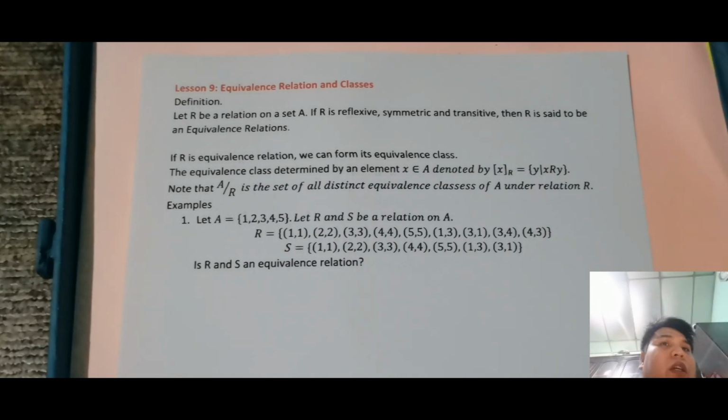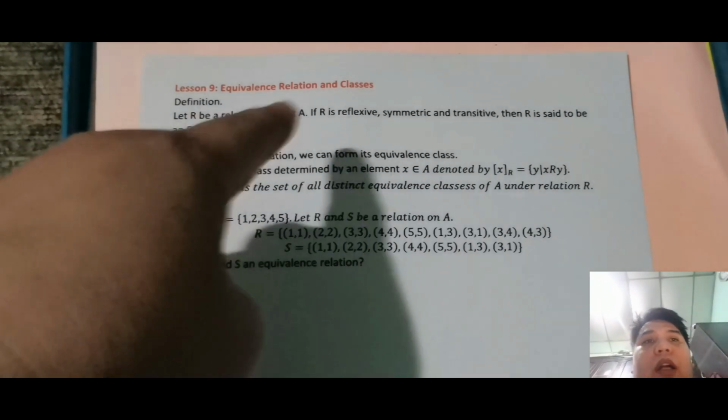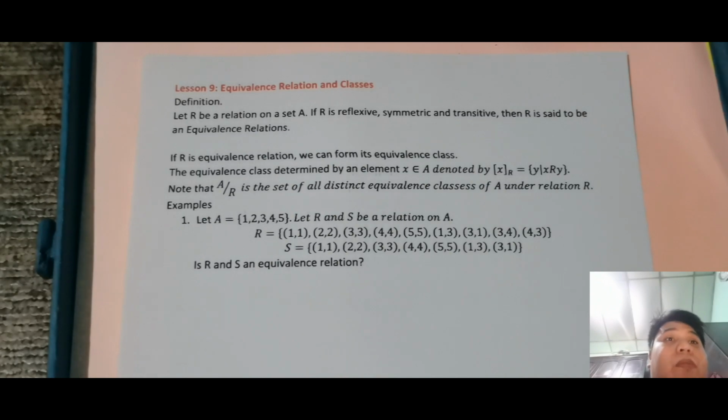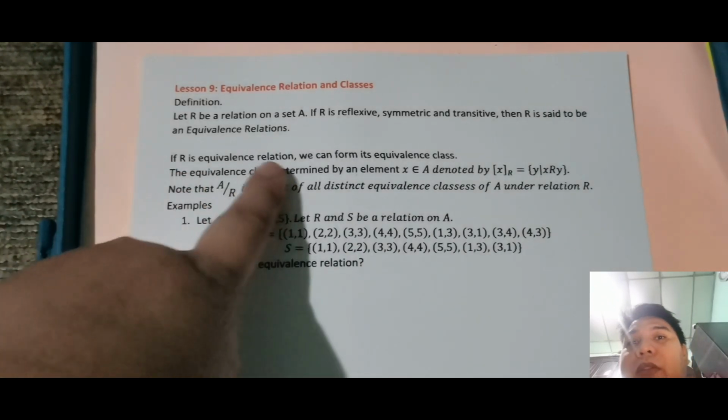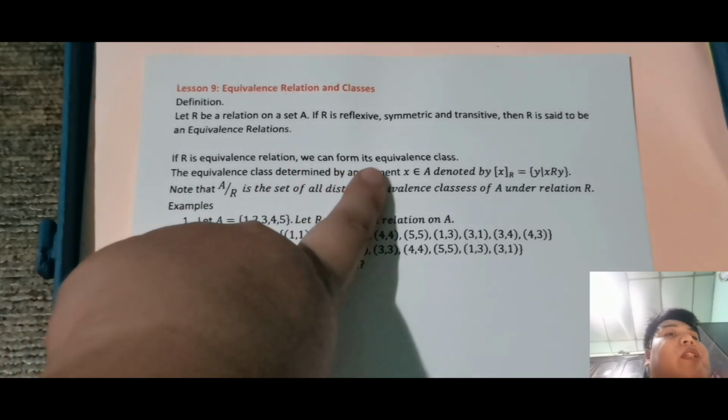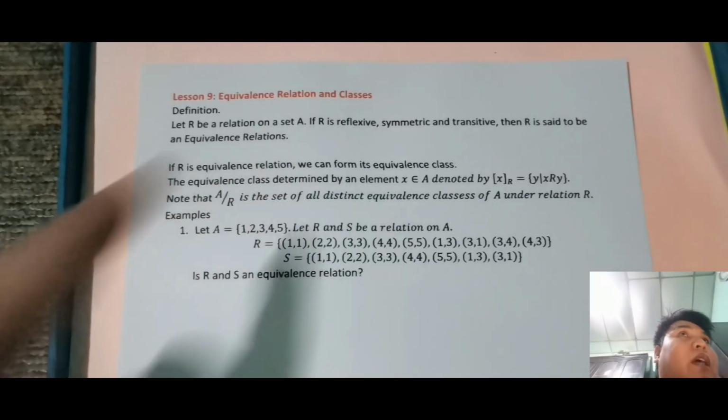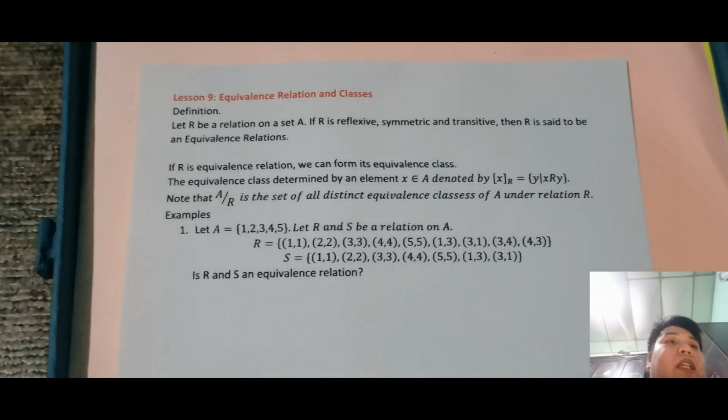Okay, so let R be a relation on set A. If R is reflexive, alam niyo yun? If R is symmetric and R is transitive, then R is said to be an equivalence relation. Ganun kasimple. Pag reflexive, symmetric, transitive, ako ay equivalence relation. Okay, so ito pa nakalagay, if R is an equivalence relation, we can form its equivalence classes. So ulit, kung equivalence relation ka, may equivalence classes siya.